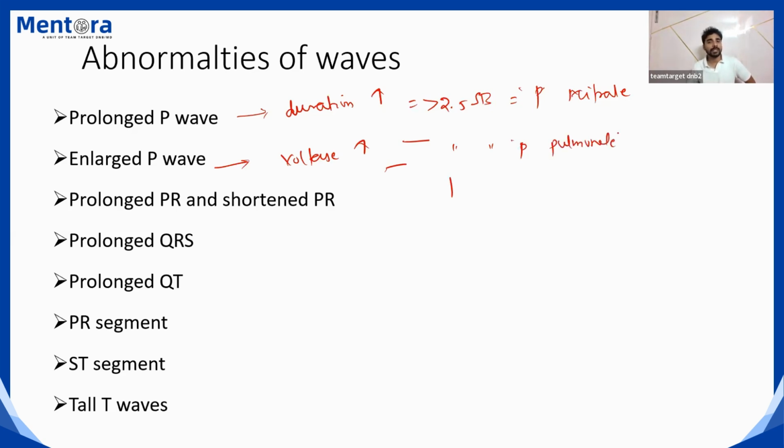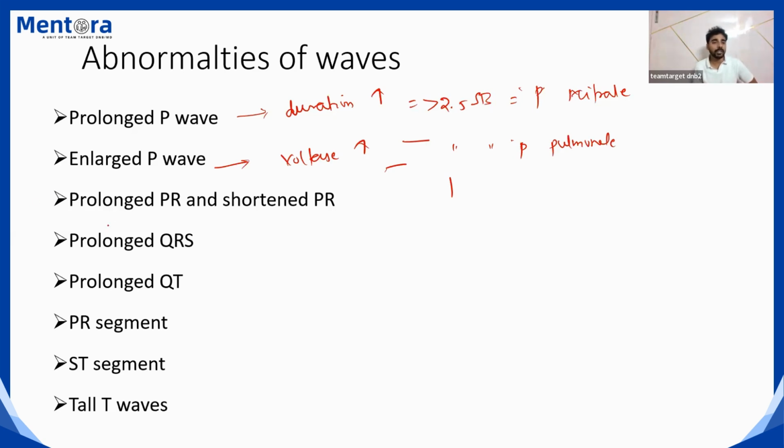You see this in the case of COPD patients, right heart failure patients, mainly pulmonary hypertension patients. So if it's increased, it's called P pulmonale. If it's prolonged, it's called P mitral, because you see it in a condition of mitral stenosis. It's called P pulmonale because you see it in a condition of pulmonary hypertension.